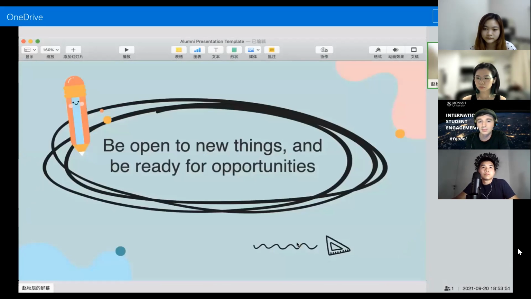Based on my journey, there's something I would like to share with you guys: always be open to new things and always be ready for new opportunities, regardless of what they are. Because you never know, your future is really long. You have so many years to go. So stay open to things, don't be restricted with where you are, and don't be restricted with what you are working on right now.